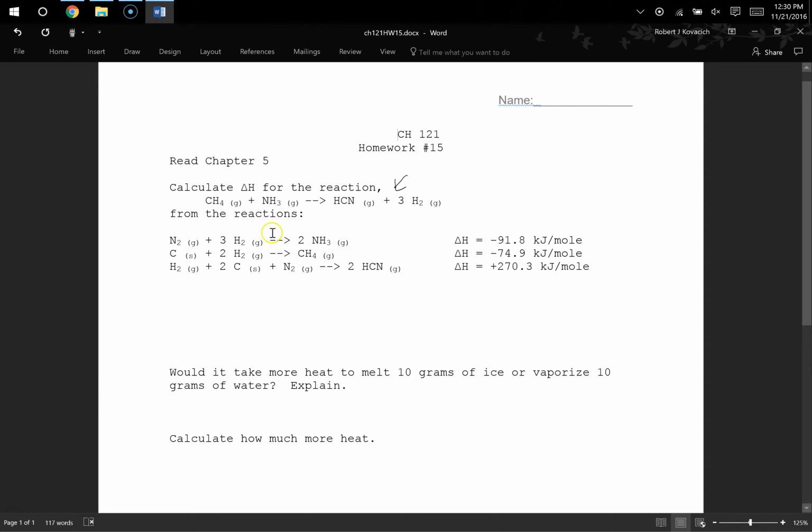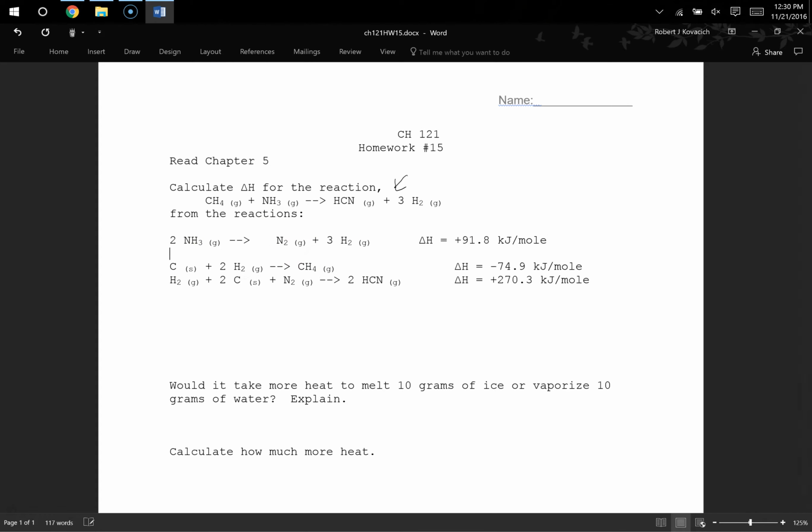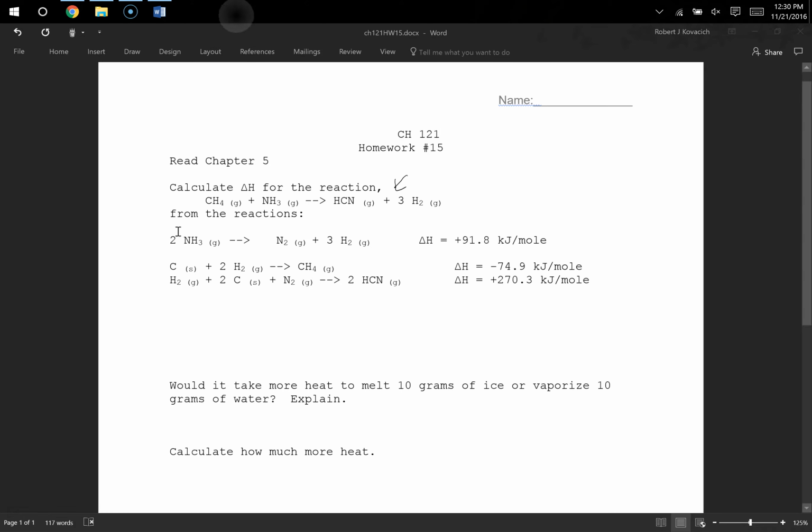Let's cut this, Control X, Control V, and then when we do that, we have to change the sign to positive. We also have another problem, that there's only one ammonia here, and I have two ammonias here. So since that's the case, what I need to do here is reduce everything, divide everything by 2.